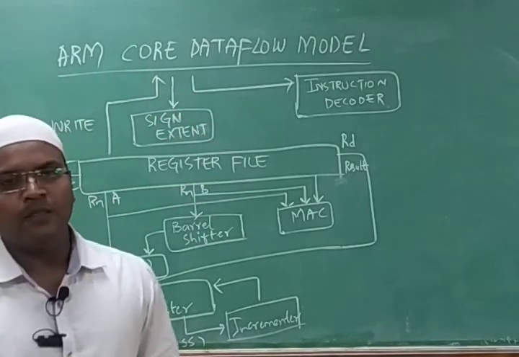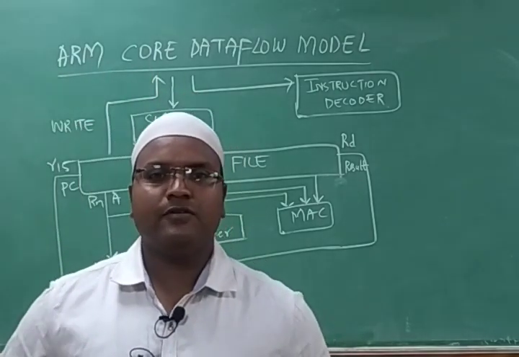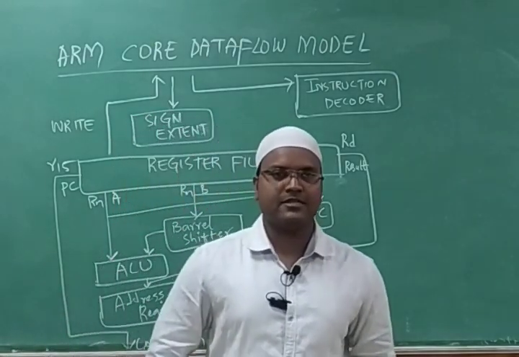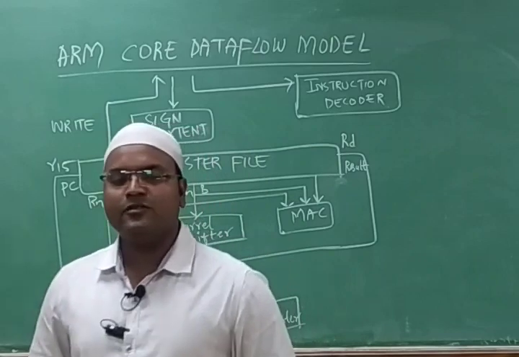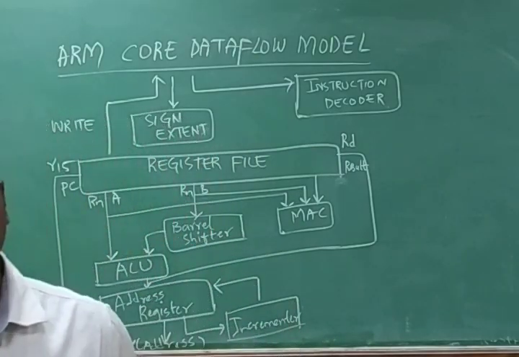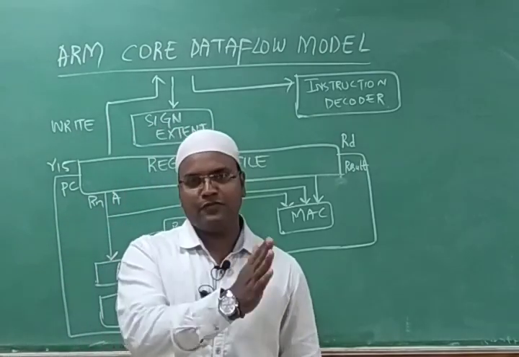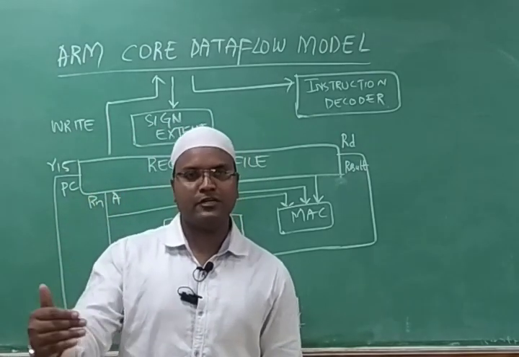So basically, in the previous class, we have discussed about the ARM, right? What is ARM processor and what is the difference between RISC and CISC kind of architectures, right? RISC is Reduced Instruction Set Computer. CISC is Complex Instruction Set Computer. So in that, we have seen the difference of both, what is a RISC and where it is going to be used.